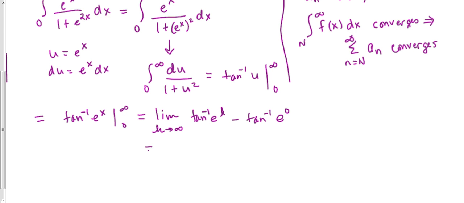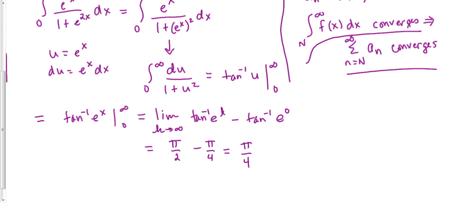And when we evaluate this, we're going to get pi over 2, which you can see if you graph the inverse tangent. And this is going to be pi over 4. So our answer is going to be pi over 4. Now, this means that our integral converges. It has an answer that is a number. And if our integral converges, then our series is going to converge as well.